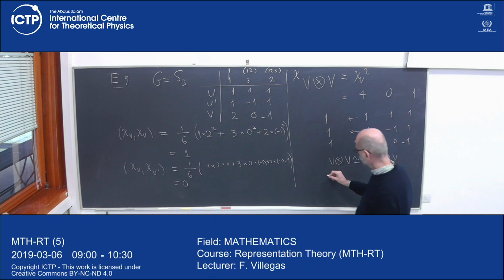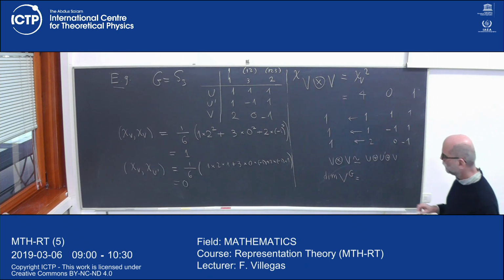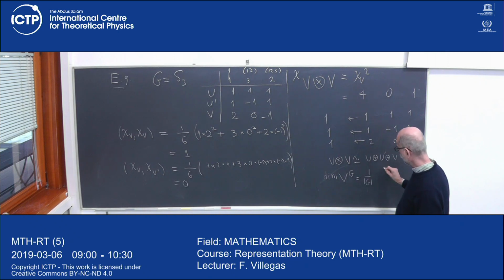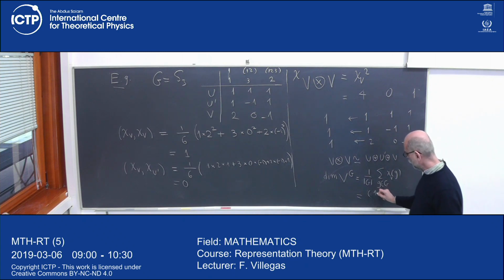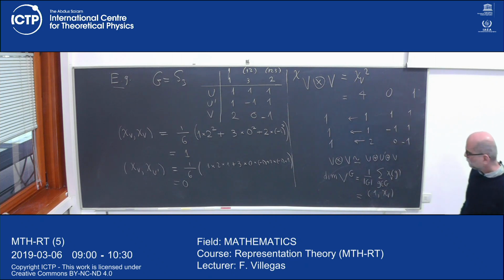So notice also that we had this formula for the dimension in general of the space of invariants, which was the average of the character values. We did this before, we discussed the inner product. This is for any V. And in the language of inner products, this is the character times the trivial character. So the trivial character with chi of e, and this is consistent with what we're saying: to find the multiplicity of the trivial representation, which is the dimension of the space of vectors that are fixed by the group, you have to take the inner product of the character with the trivial character.